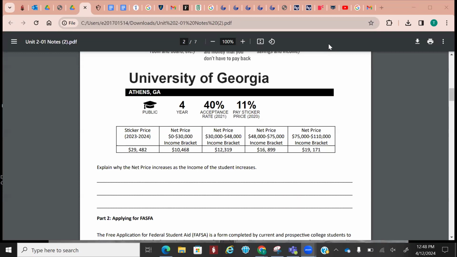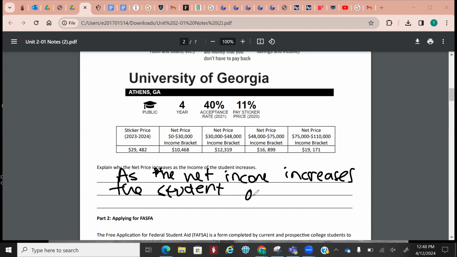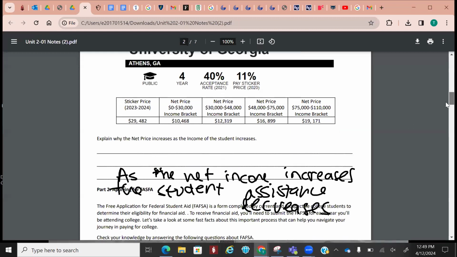Okay, so explain why net price increases as the income of the student increases. As the net income increases, the student assistance decreases. So basically what they're assuming is that your parents making more money means that they are more willing to help you than someone whose parents make less. So for scholarship reasons, your parents making less money is great. For other reasons, maybe not.